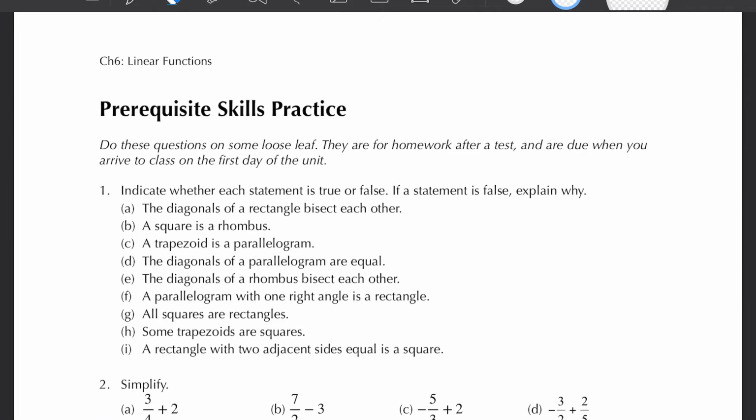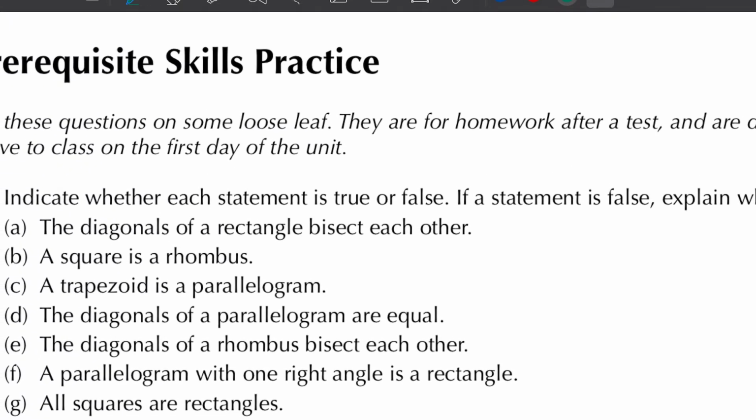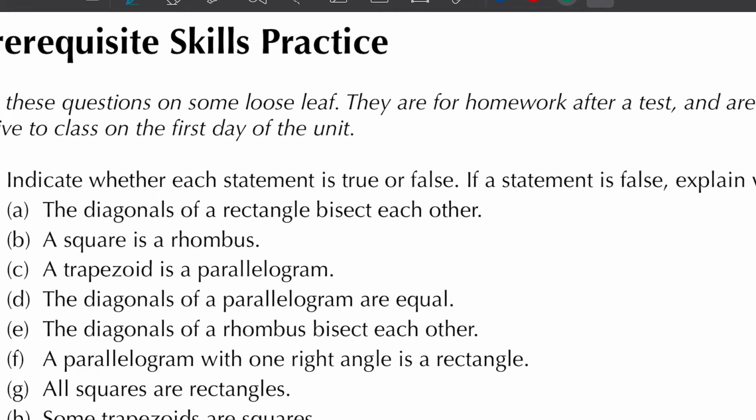Question number 1, state whether each statement is true or false. If a statement is false, explain why. I'm going to draw up some sketches for each of these two. Letter A, the diagonals of a rectangle bisect each other. Bisect means cut in half. So if I were to draw a perfect rectangle, would these diagonals cut each other in half? And the answer to that is true. That is a true statement.